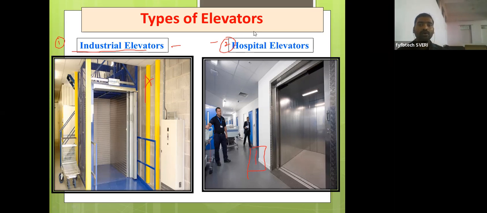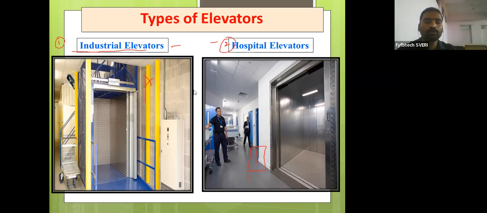Then hospital elevators. In the hospital elevators, the space is very large because there is a movement of the patient. There is a wheelchair, there is a cot and all. Food should be transported. Machines should be transported. That is called hospital elevators. Read on this also in the types: industrial elevators and hospital elevators.